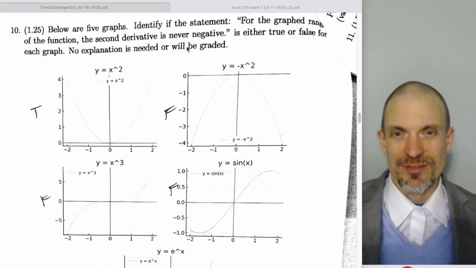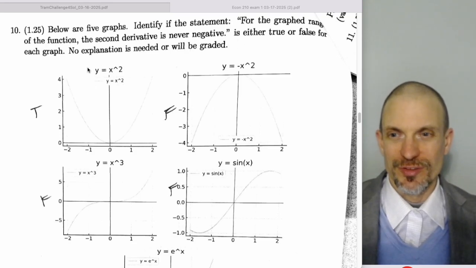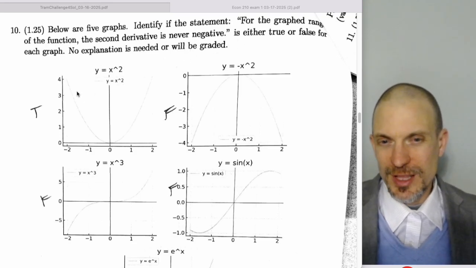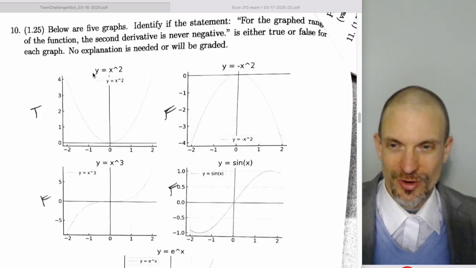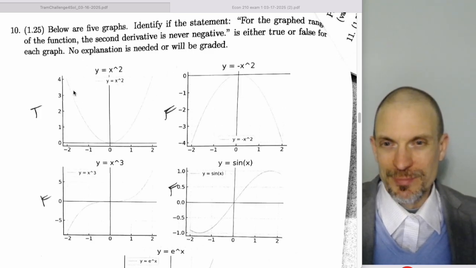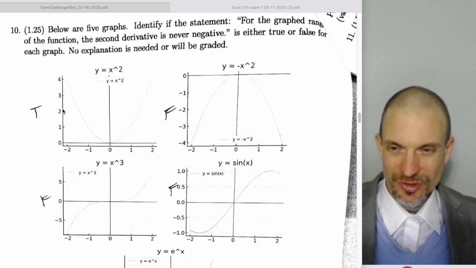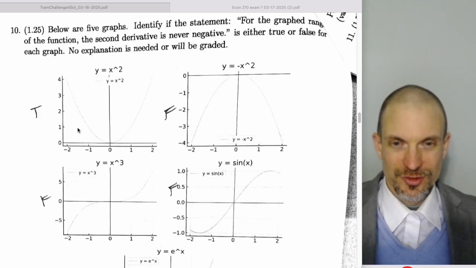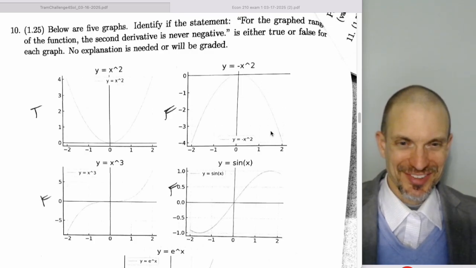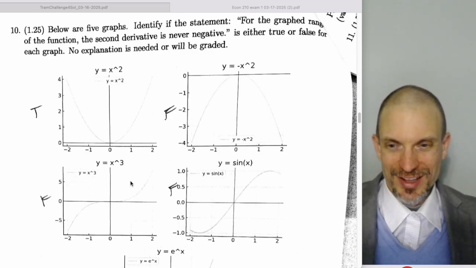All right, so below our graphs, identify the statement for the graphed range of the function. The second derivative is never negative, is either true or false for the function. No explanation is necessary. It's a little bit hard to see here, sorry. This is like x squared. Let's see, the second derivative is never negative. That's true, we just said the second derivative is going to be 2. Right here, second derivative is going to be minus 2. So it's actually always negative.